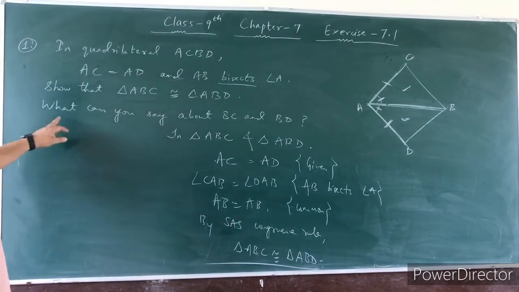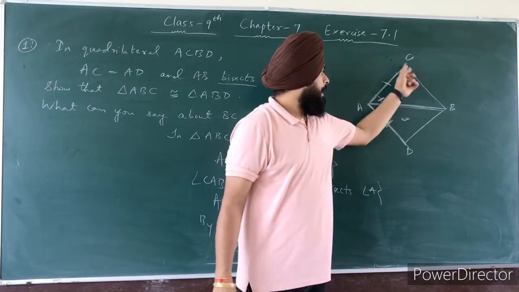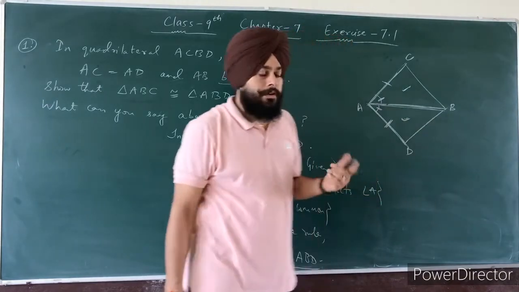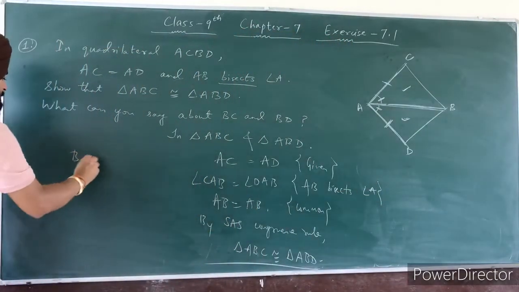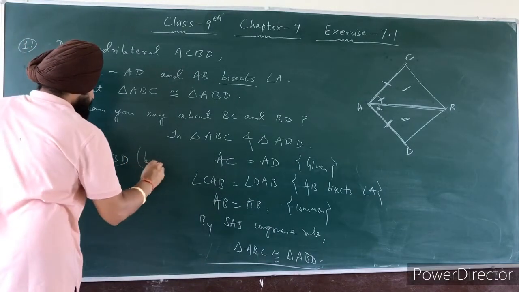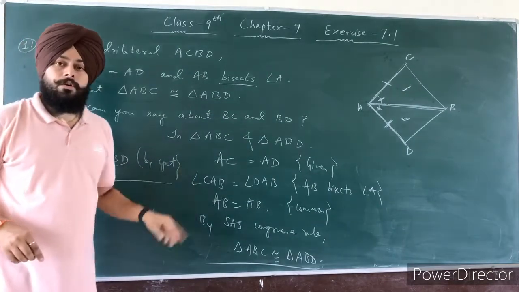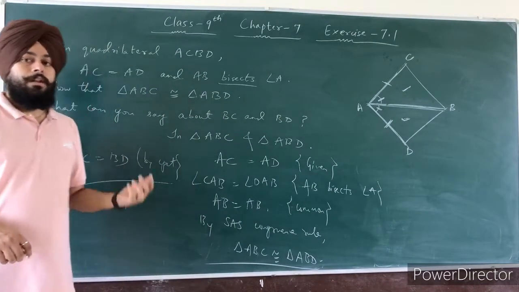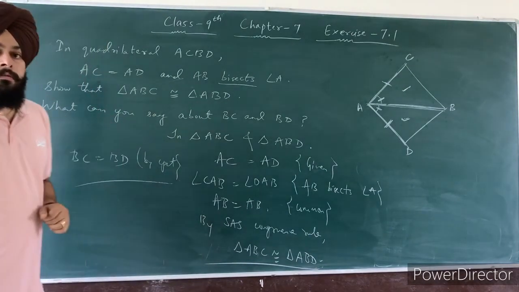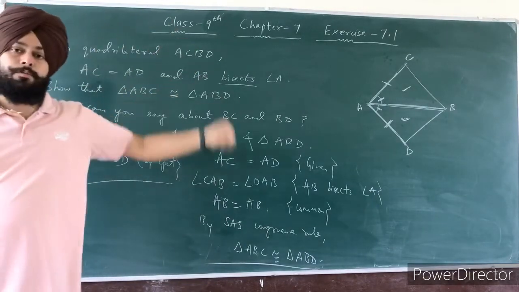Alright, now next, what can you say about BC and BD? You check here, BC is the part of triangle ACB and BD is the part of triangle ABD. So you can write here also BC equal to BD. What is the reason? By CPCT. So what is CPCT? It is the corresponding parts of congruent triangles. When you have proved the triangles congruent, then you can take any two of its parts equal, whether it is a side or an angle. So this is your first question of exercise 7.1.